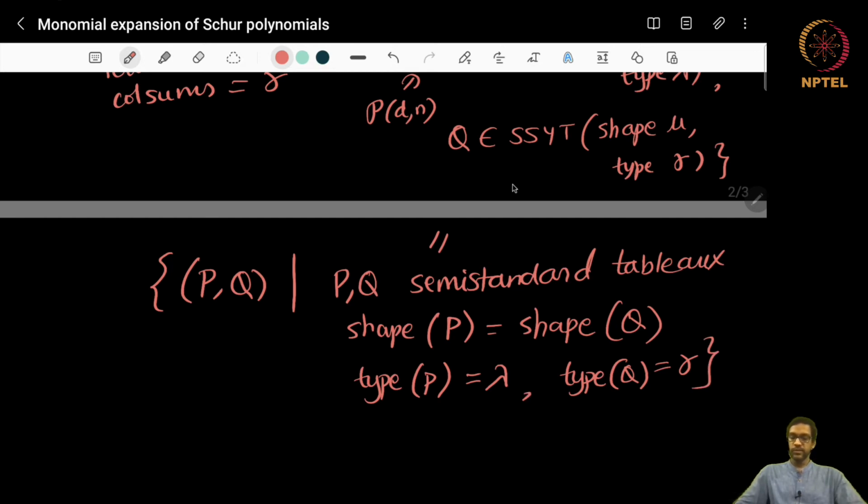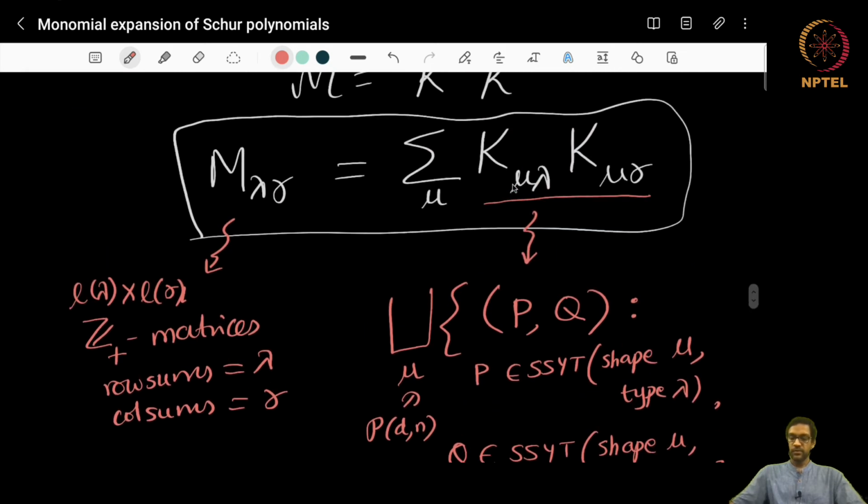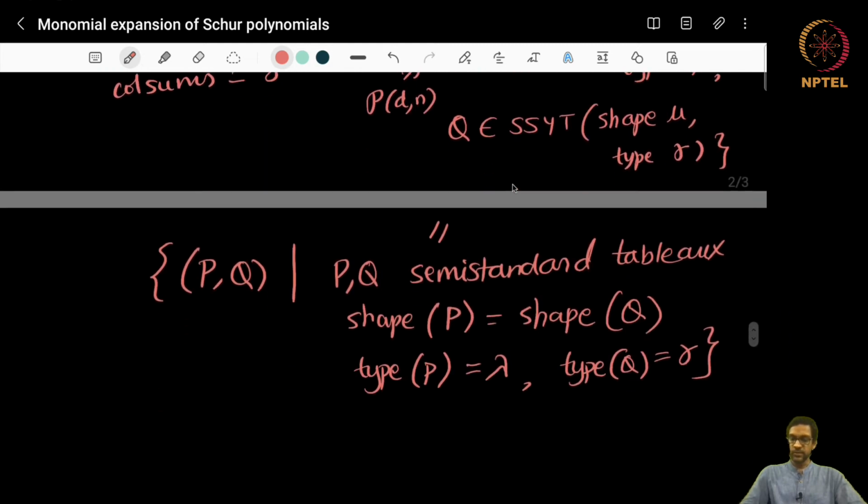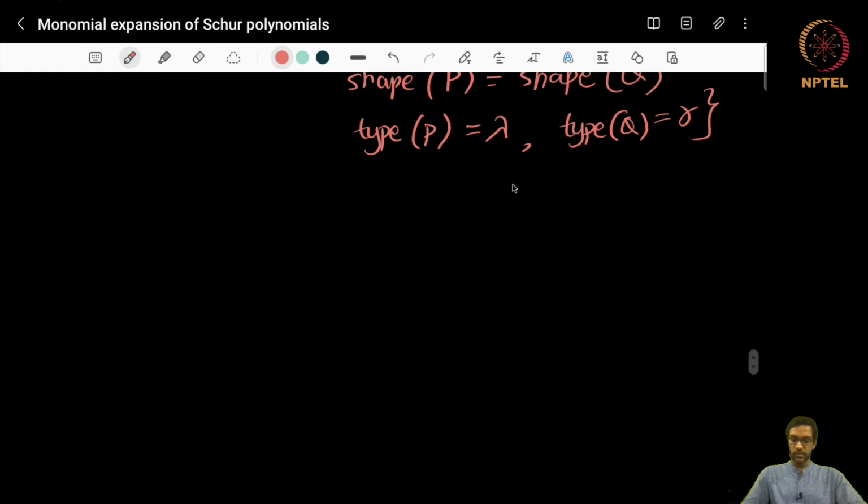And what this identity says is that the set of integer matrices with row sums lambda and column sums gamma has the same cardinality as the set of pairs of Young tableaux which satisfy these conditions. As you've seen many times already in this course, one of the ways of proving identities like this is to see if there is a bijection that one can construct algorithmically. It turns out that there is in fact a very nice and very famous bijection between these two sets. This is called the Robinson-Schensted bijection.